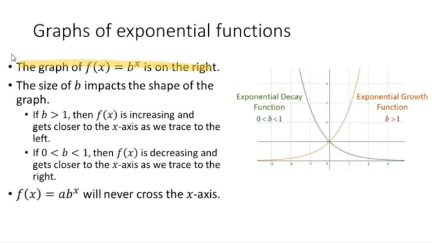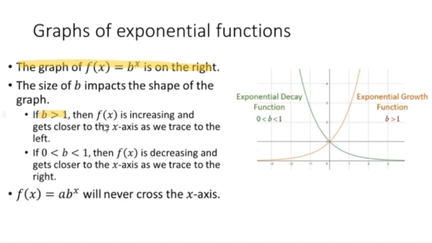Now, on the right, there are two examples of the graph of f(x) = b^x. Notice how the graph in green is decreasing, but getting closer to the x-axis on the right and never crossing the x-axis, while our orange line is increasing, but on the left-hand side, it's getting closer to the x-axis, but never crossing. The way we can determine whether it's increasing or decreasing is based off the size of b.